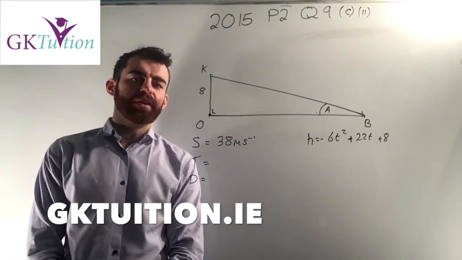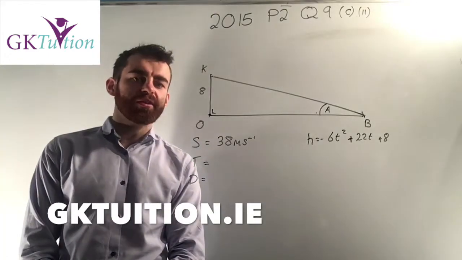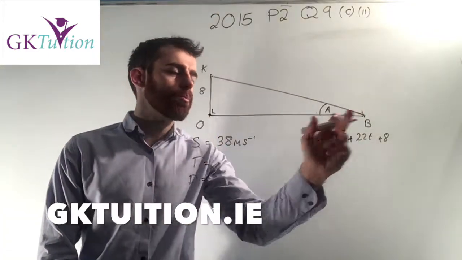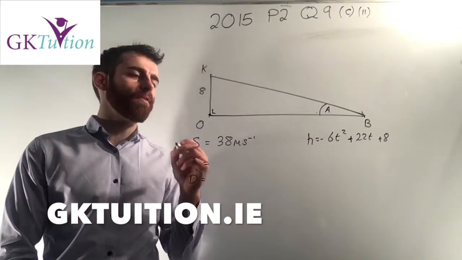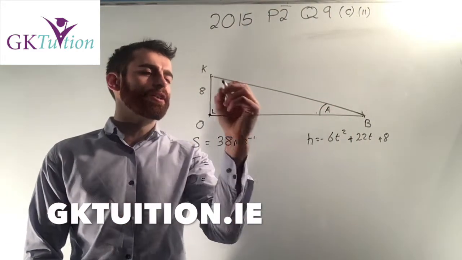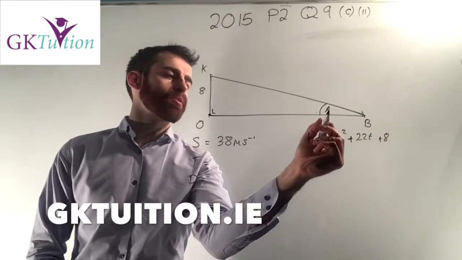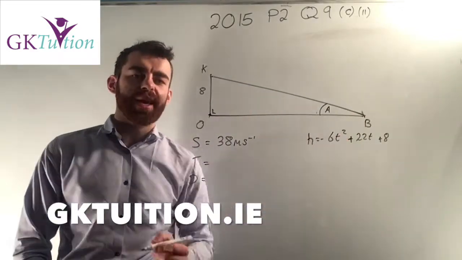In part C2 of this question, we're told that the horizontal speed of the ball from O to B is 38 meters per second to the minus 1. And we're asked to find the angle of elevation from K to B. In other words, we're asked to find this angle here, which I've labeled as A.